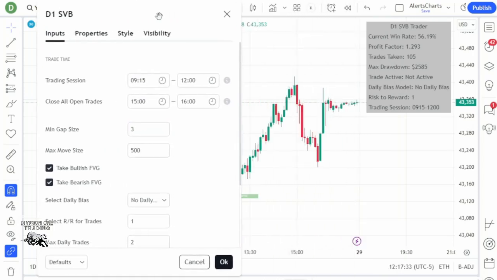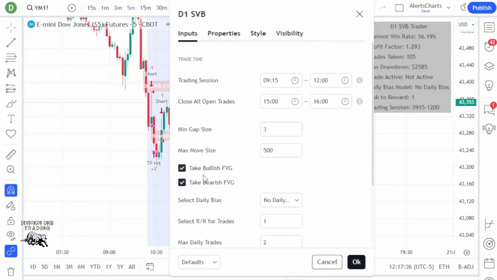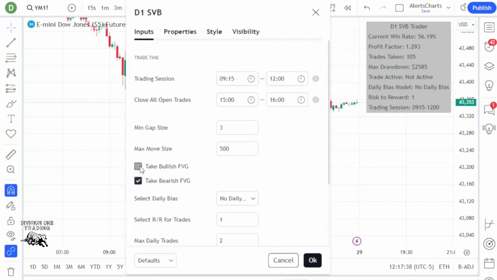Now you can also test out whether bullish fair value gaps or bearish fair value gaps have been working better. So if you take off bullish, I'll just show you the percentages for the bearish ones and vice versa. So you can see it's actually a bit better if you're using both, for profit factor and win rate. And again, that's how we test it.